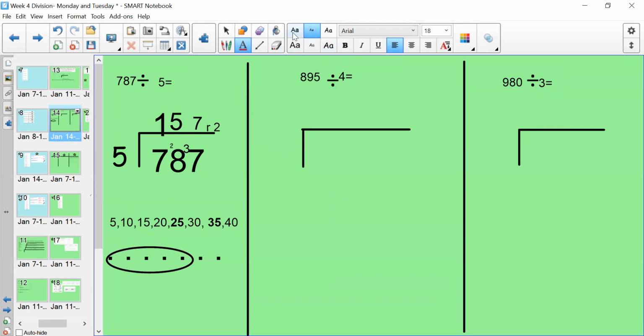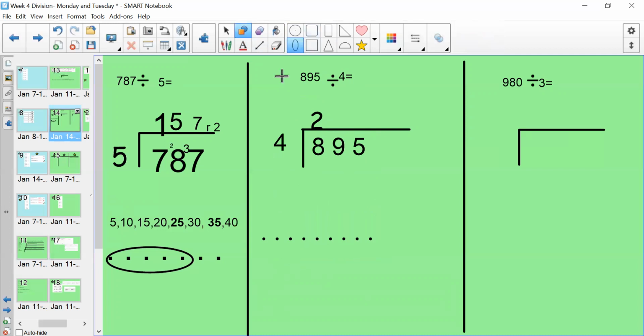Let's have a look at the second question. So we'd have 4 and 895. Okay, so the first one, we have 4 into 8. So we count in multiples of 4, 4, 8, we know it goes in twice or 200 times. Okay, then 4 into 90. So if I draw my dots, 1, 2, 3, 4, 5, 6, 7, 8, 9. We'll circle 4 once, 4 twice, and there's 1 left over.